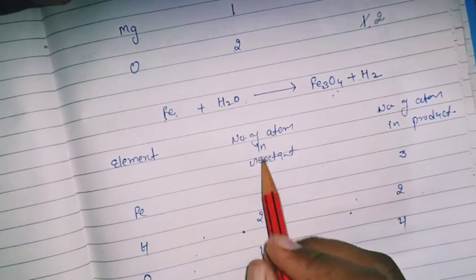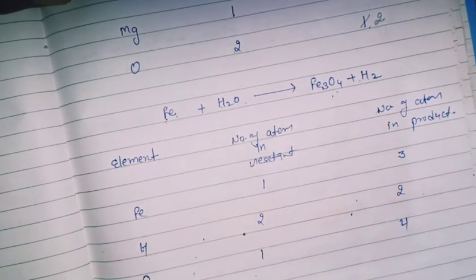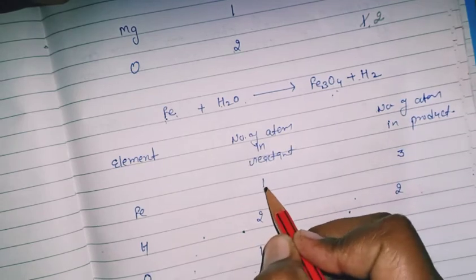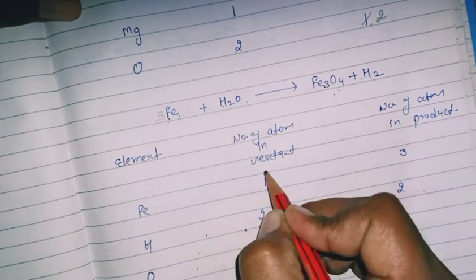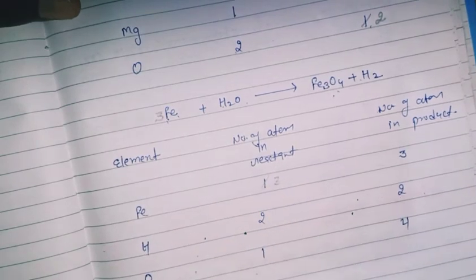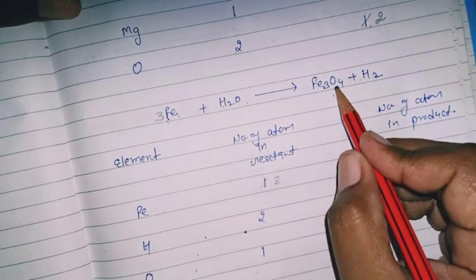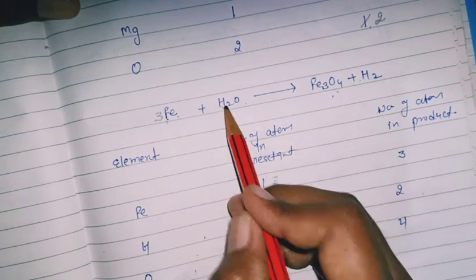Firstly, see, in the reactants 1 iron, and in the products 3 iron is here. So firstly balance the iron by multiplying with 3 here. Now your iron is balanced. Come to the oxygen now. Here total oxygen is 4 and here oxygen is 1.